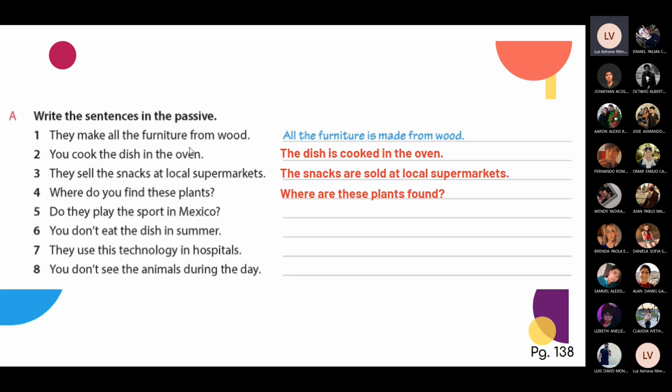Remember that whenever it comes to questions, the order changes a little bit, right? We first initiate or start with the WH question word, then the verb to be, which is are. And then we talk about the subject, and then we use the past participle. So good choice. Number 5, how would you write it?